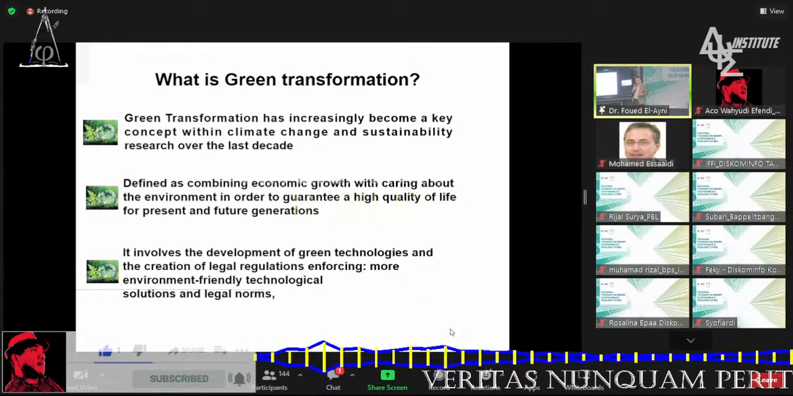There is also now the concept of green cities. Sustainable city and green city overlap between the two concepts. When we say green city, it means we need to manage wastewater, we need clean air, green transportation, and green buildings. But when we add smart, it means we are using emerging technology for the benefit of the environment also. And resilient cities means we will deal with other hazards like disasters. So it involves the development of green technology and the creation of legal regulation enforcing more environmentally friendly technological solutions and legal norms.